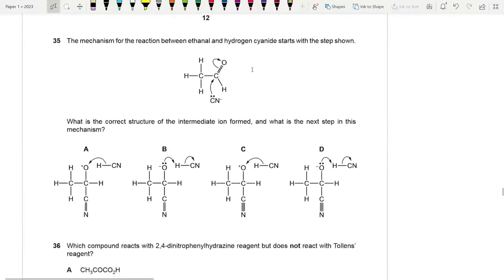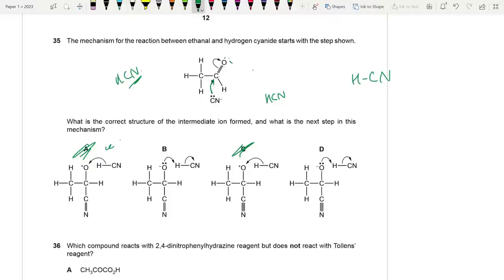35. The mechanism for the reaction between ethanal and hydrogen cyanide starts with this step shown. This is nucleophilic addition. This is the first step. Afterwards, since this carbon can't have 5 bonds, after forming this the double bond breaks and a negative charge will form on the O. A is wrong. C is wrong. Negative charge falls on O. And we know that HCN is the reagent and the catalyst is KCN. It just provides cyanide. So remember, the arrow will always be from the nucleophile to electrophile.